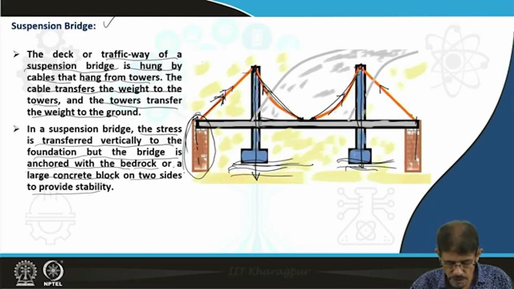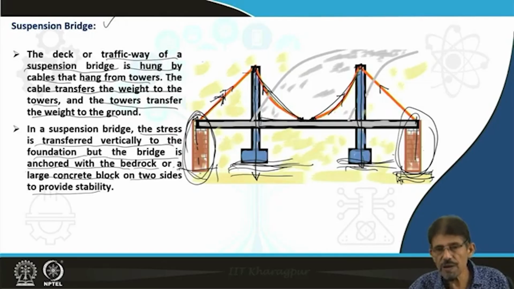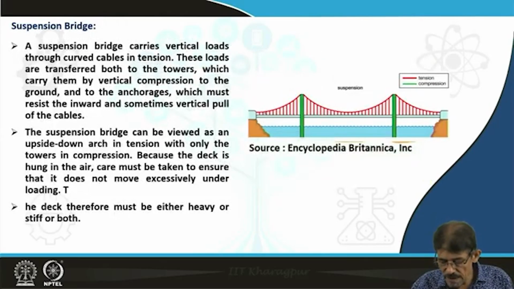Therefore, the foundation as well as the strength of this type of abutment pillars should be very strong to balance this type of transfer of compression force to the ground through these pivoted pillars. Another way you can see here the same concept.